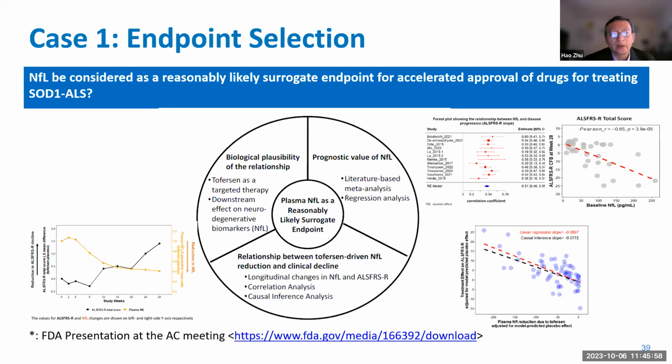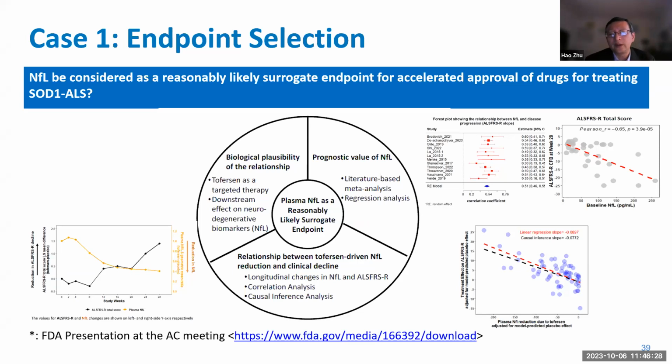So essentially, we look at all the pieces of information from different angles. Number one, we look at the biological plausibility for the NFL change that can be linked to the subsequent clinical outcome changes. Also, we try to understand, do we get information on the prognostic values of the NFL? Also, we try to establish the relationship between the tofersen-driven NFL reduction and clinical functional change.